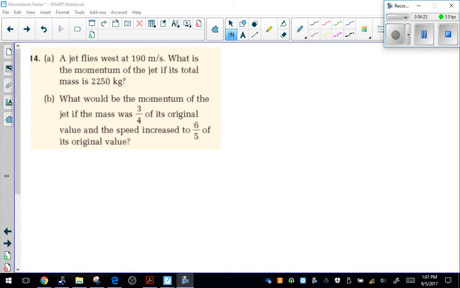All right, number 14 says, a jet flies west at 190. What's the momentum of the jet if its total mass is 2,250 kilograms? This is a pretty straightforward question, number 14a. All we're going to do is say P is equal to m times v. What is it? 2,250 times the velocity of 190. Now, it does say it's 190 to the west.